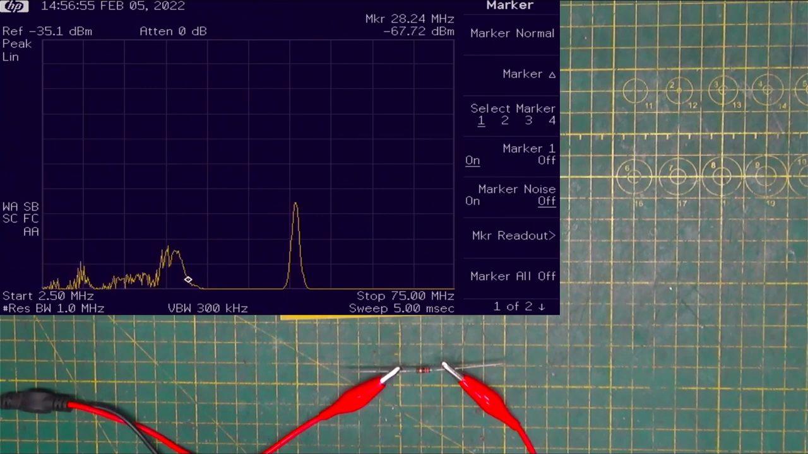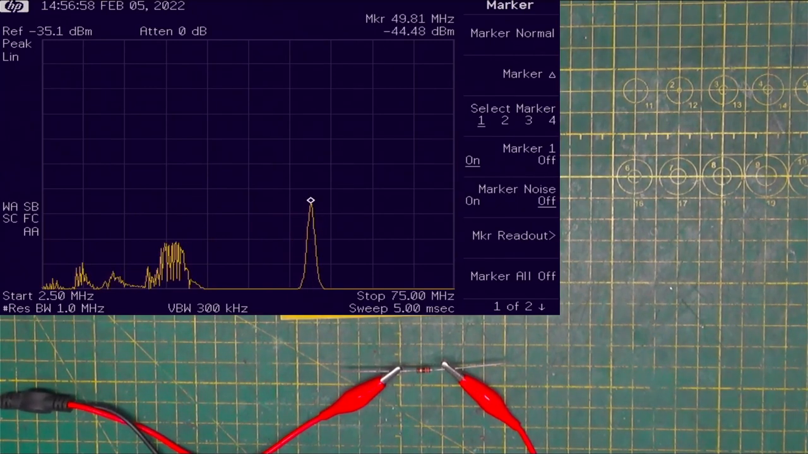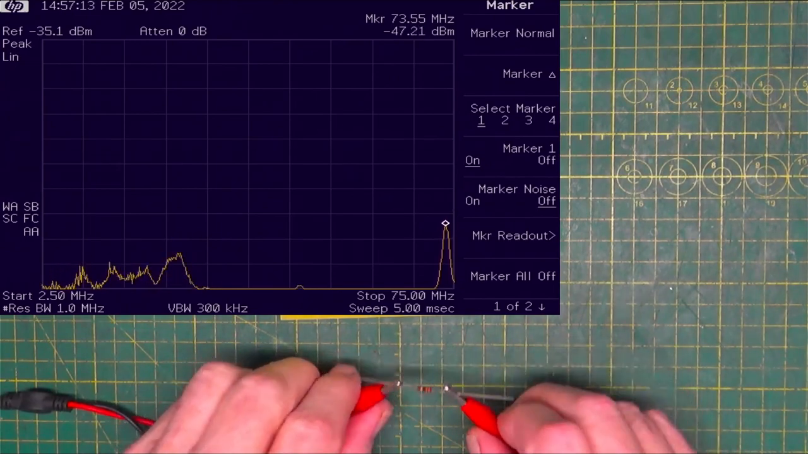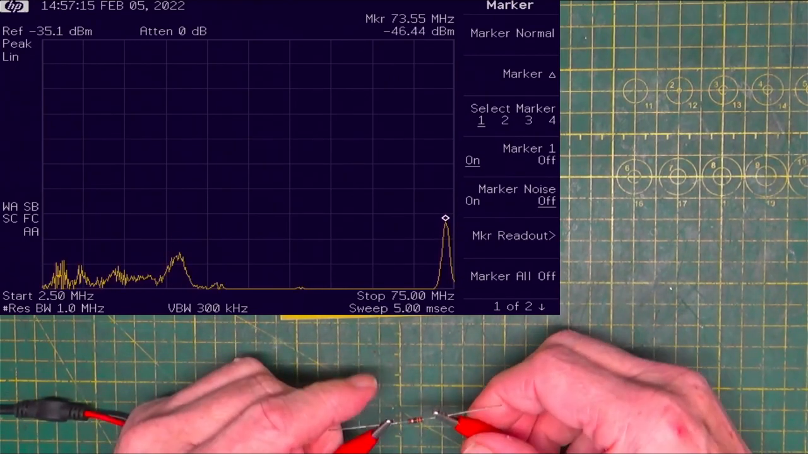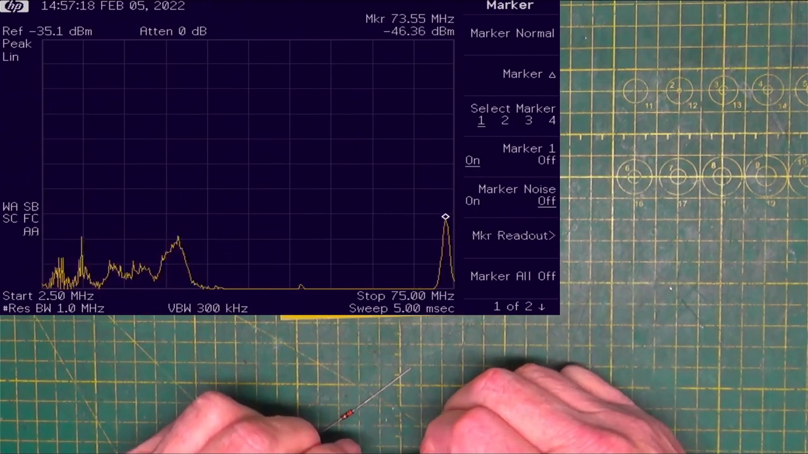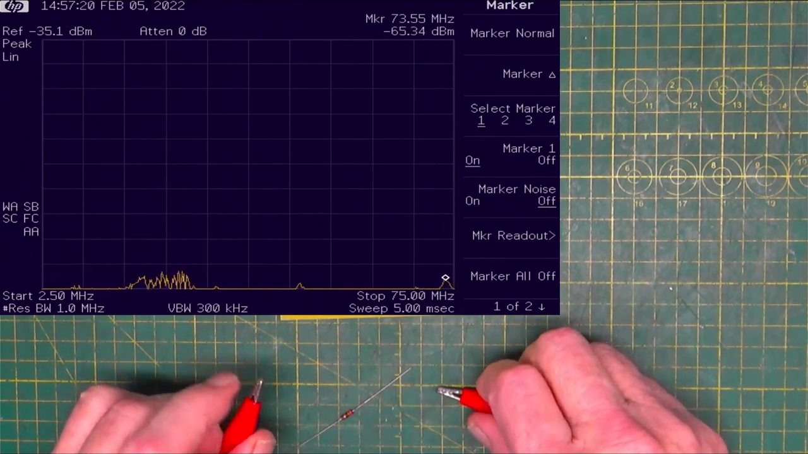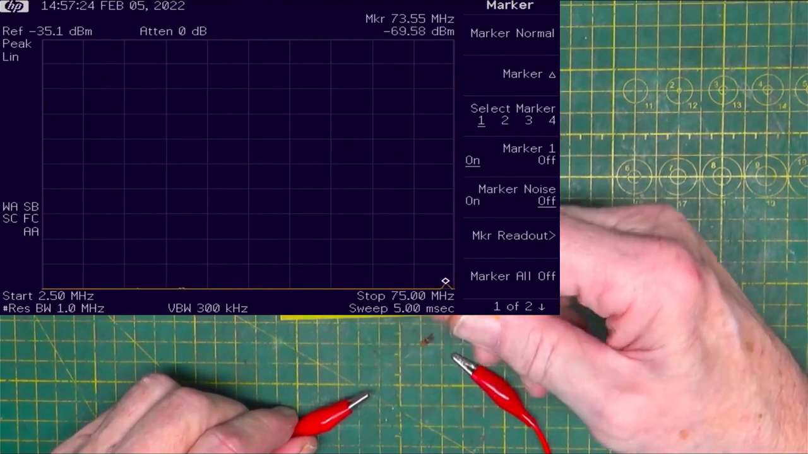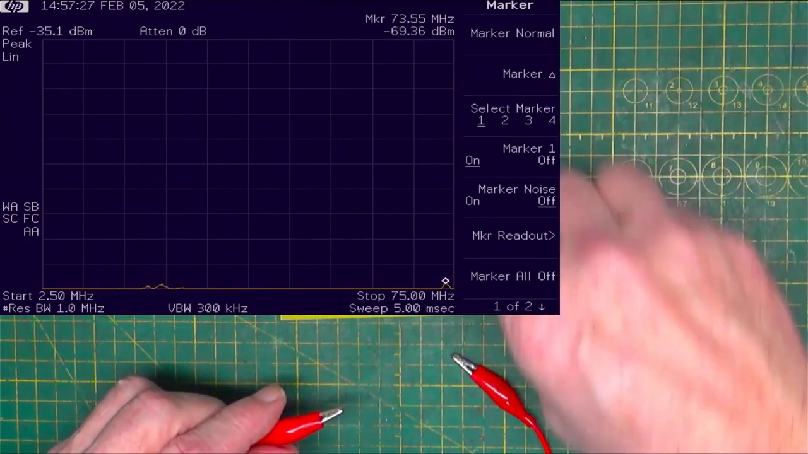It starts to drop a little like it did before, and we're about 44 at 49 to 50 megahertz, and at the top of our run we're 47. So we went from 40 to 47. So we got a 7 dB drop with this resistor in here, which is identical, or darn near identical, to what we had before. So this carbon comp resistor is not doing anything as far as our circuit's concerned.